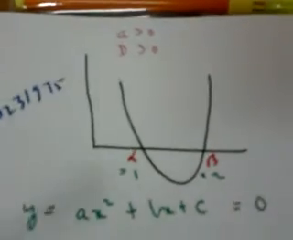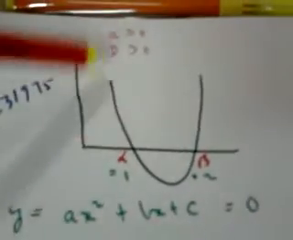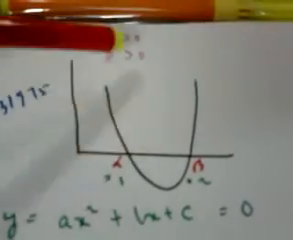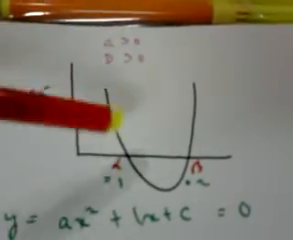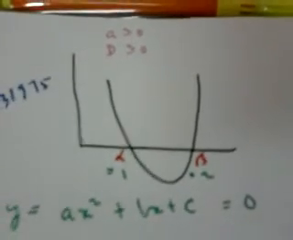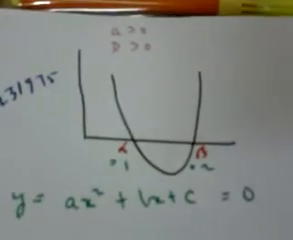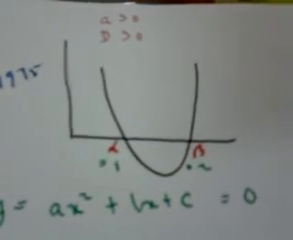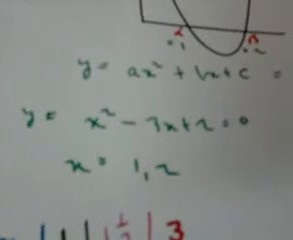So you will get a graph. Since a is positive, the graph opens upwards. It is symmetric. Its axis is parallel to the y-axis. The two roots of the equation are alpha and beta, where alpha is the lesser root and beta is the greater root. So in this equation, x square minus 3x plus 2 equal to 0, if you solve it, get the value of x as 1 and 2.